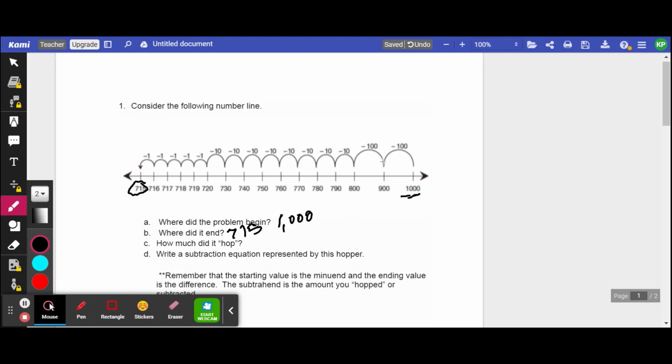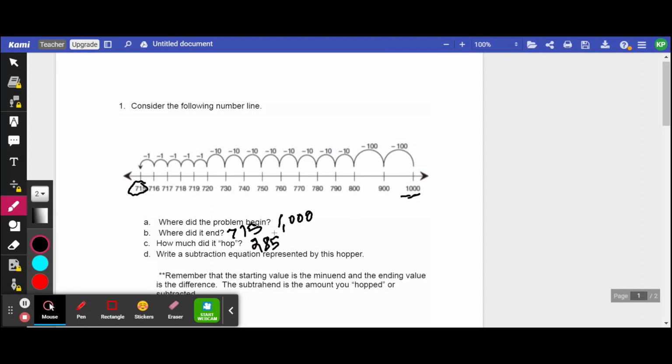So we've got 100, then 200, then 210, 220, 230, 240, 250, 260, 270, 280, then 281, 282, 283, 284, 285. So it hopped 285.